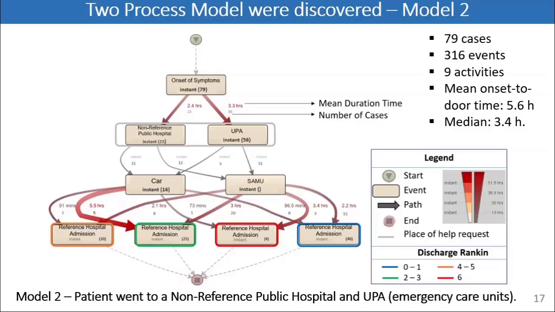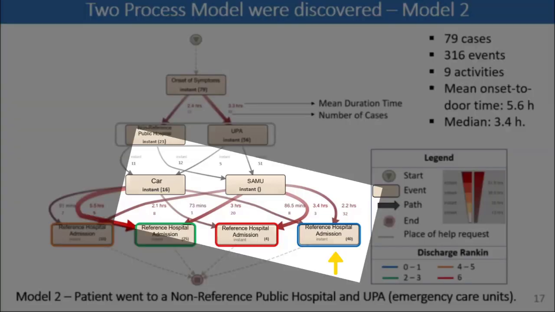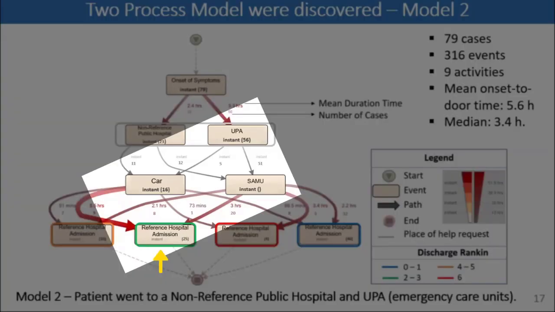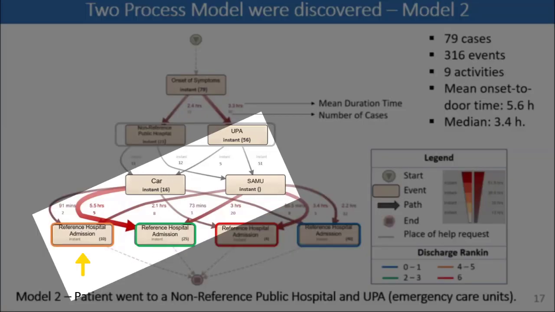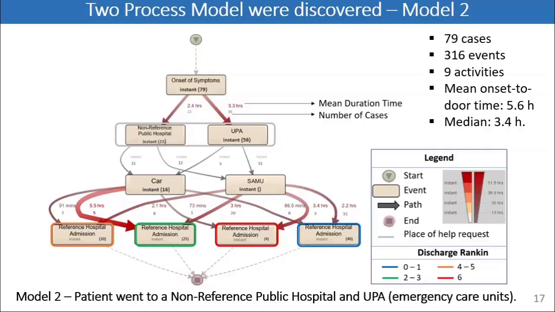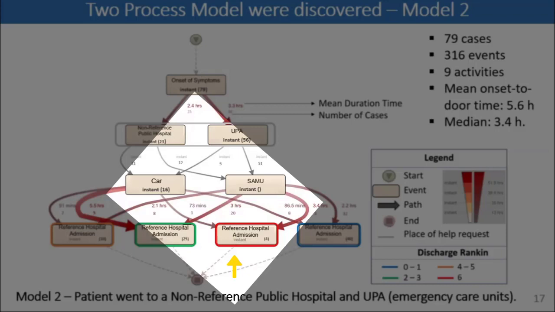When relating the mode of transport to the patient's clinical outcome, a ranking of 0 to 1 is related to a mean interval of 2.2 hours via SAMU and 86 minutes via private car. A ranking of 2 to 3 is associated with a mean interval of 3 hours via SAMU and 5.5 hours via private car. Rankin of 4 to 5 with a mean interval of 2.1 hours via SAMU and 5.5 hours via private car. Rankin 6 with a mean interval of 91 minutes via SAMU and 73 minutes via private car.